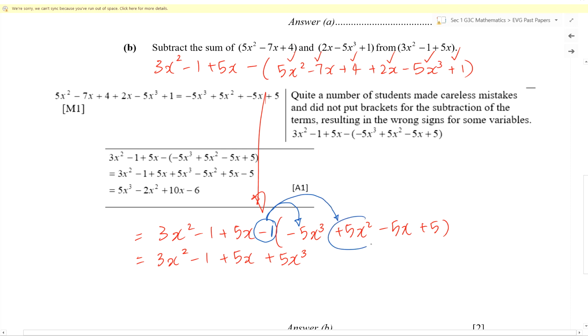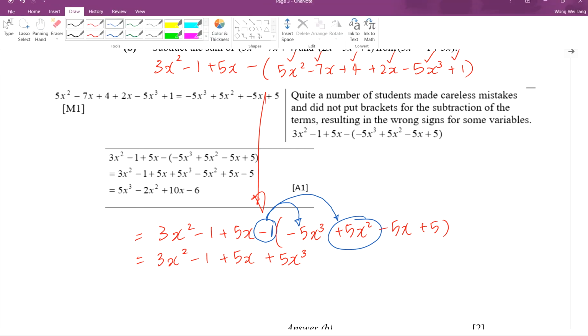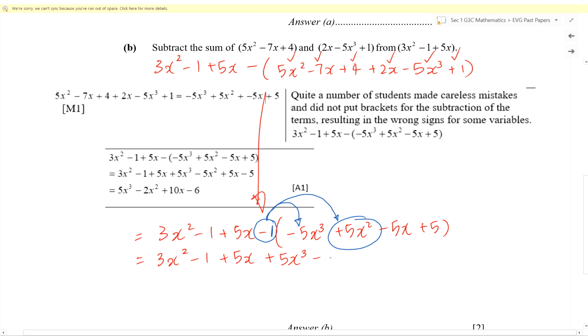Negative times positive 5x squared. Negative and positive, we get negative. So we change the sign. Minus 5x squared. So instead of thinking, change sign, keep on expanding, it just simplifies to become, look, negative 5x, change the sign, plus 5x. Look, it is positive 5, change the sign, it becomes negative 5.